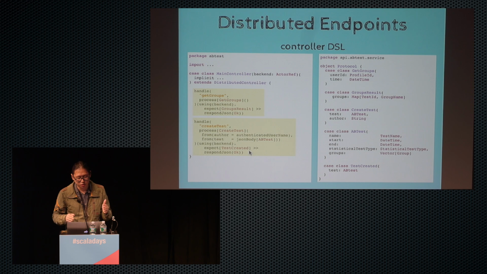So that's what I'm saying. You only write the happy path, and the sad path is usually taken care of by the cross-cutting logic, the error handling, validation, and so on. So that's the DSL that you can use to create those distributed endpoints.